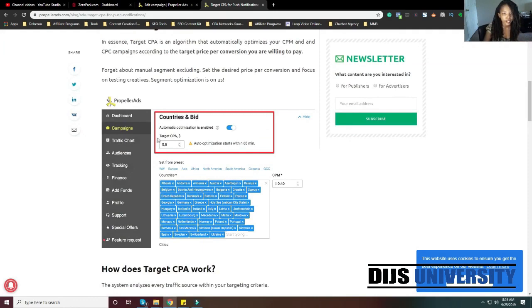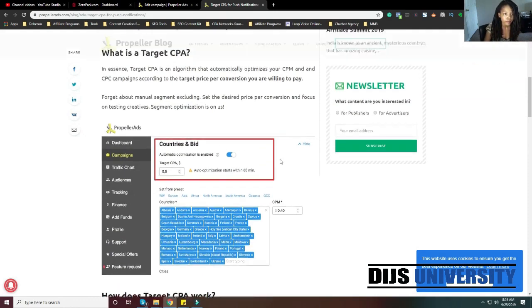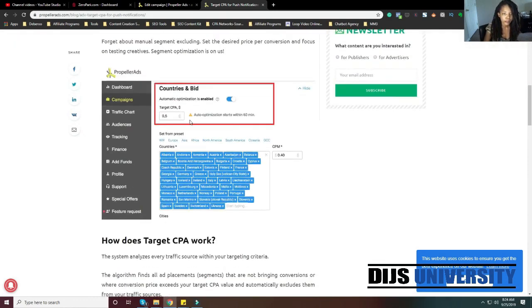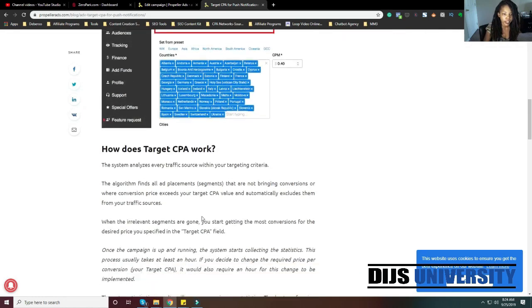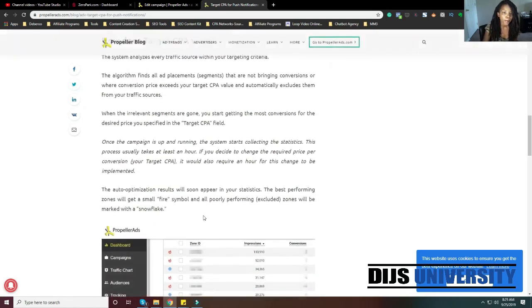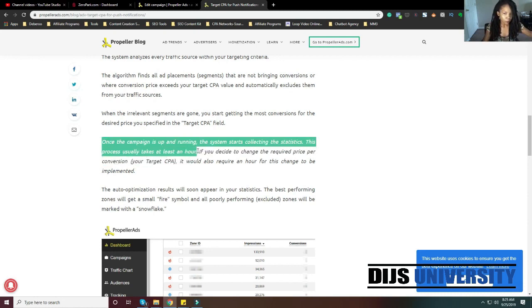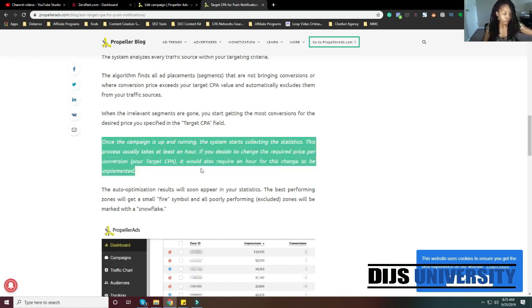So when you go in here to set your target CPA, you set up your CPA for the bid, and here's how it works. So pretty much there's an algorithm that is going to monitor your campaign, which you can change during the duration of your campaign, right? So it starts working within the first hour. Usually it starts working after a particular zone gets at least 40 clicks.